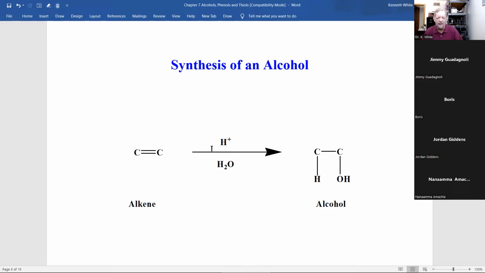If you take a double bond reacting with acid and water, you break the pi bond, one carbon gets H, the other gets OH, and it follows Markovnikov's rule. So this is a synthesis. Remember, synthesis is a fancy word for to make. And this is one way to make alcohols.